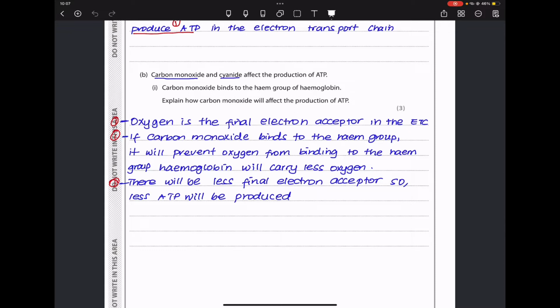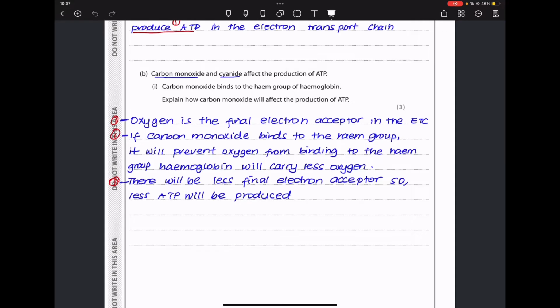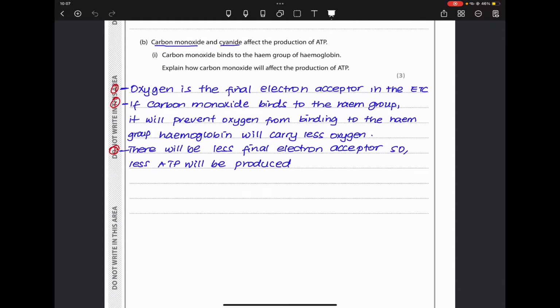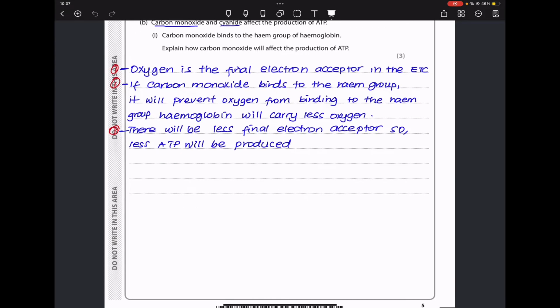So I said oxygen is the final electron acceptor in the ETC, meaning electron transport chain. If carbon monoxide binds to the heme group, it will prevent oxygen from binding to that group, so hemoglobin will carry less oxygen, and there will be less final electron acceptor, so less ATP will be produced.